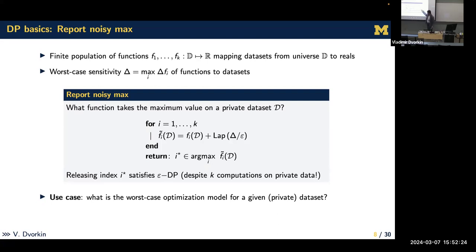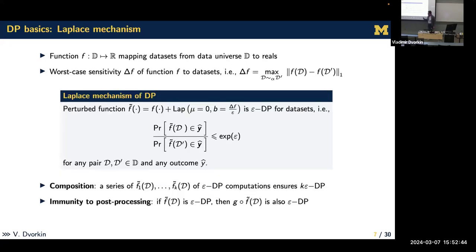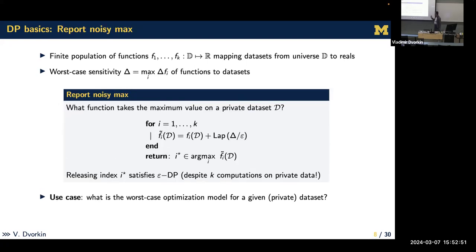The report noisy max works as follows. We apply the Laplace mechanism to every function, and we return the index of the function with the maximum value. And you see, although we made k computations on the real data, we would think of composition that tells us our privacy loss scales with respect to k. But because we only release the index, as opposed to releasing the entire set of responses, we only induce a privacy loss of epsilon.